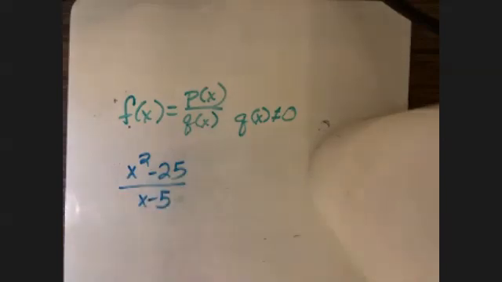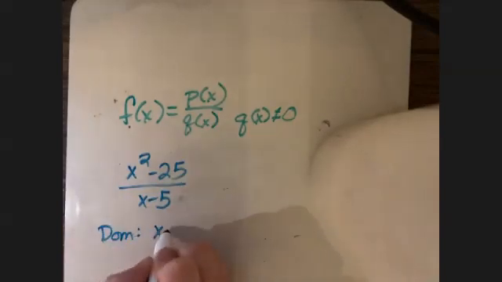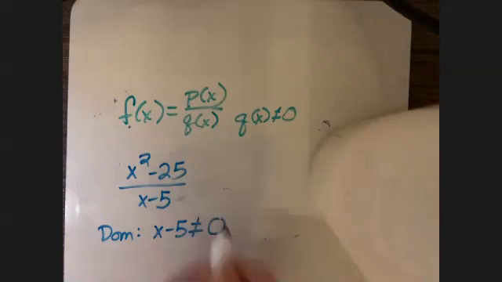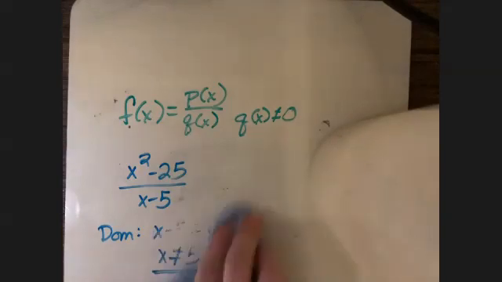Okay, so if we're going to look at something like this and we want to talk about the domain, then we take that denominator and say it cannot be 0. And then we solve. There's our domain. x can't be 5. Guys, it truly is that simple. Please do not make this into some complicated thing that it's not designed to be.